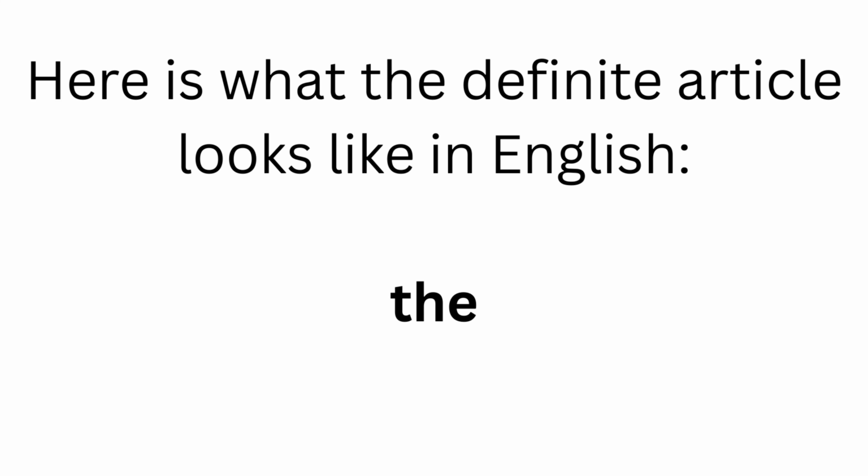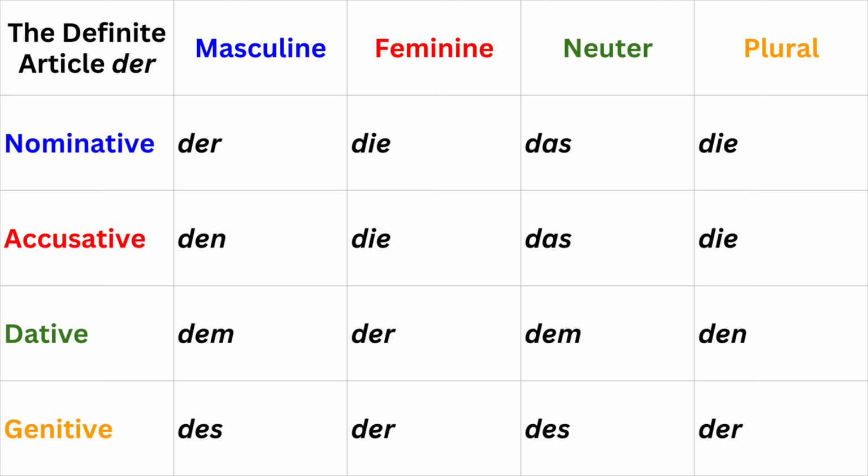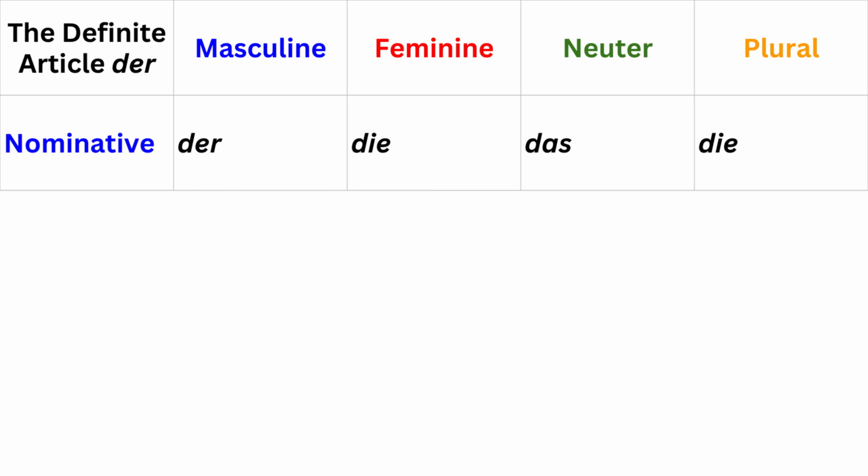Today we'll get to know the German definite article, or in other words, the German equivalent of the. While the English definite article has just a single form, its German counterpart has 16. However, this table becomes less scary once you realize that many of them are identical. Furthermore, we will only look at its first row for now.